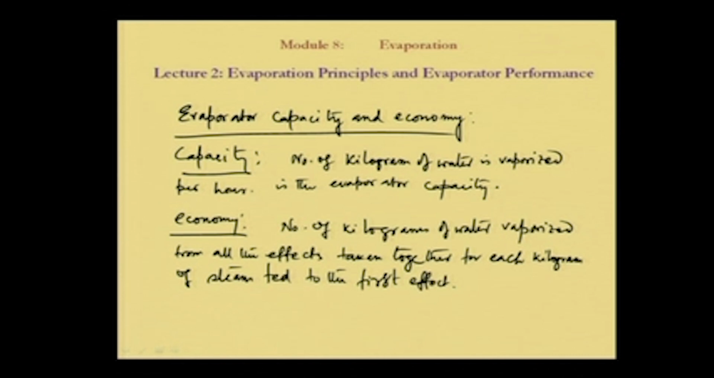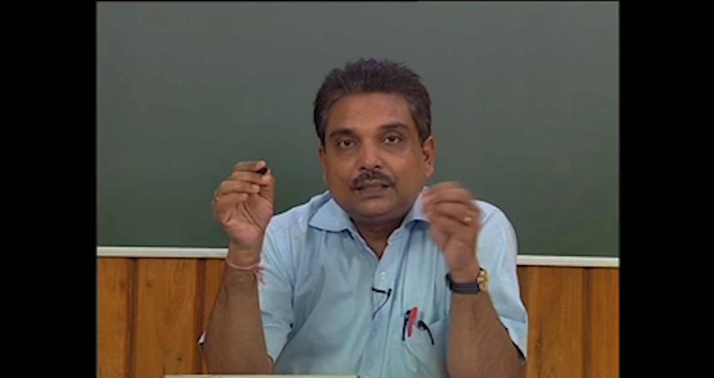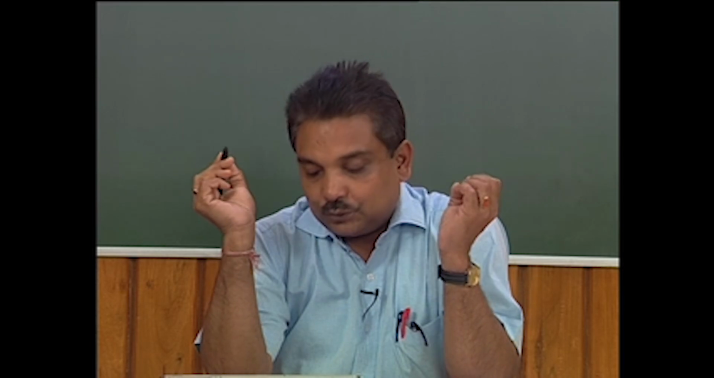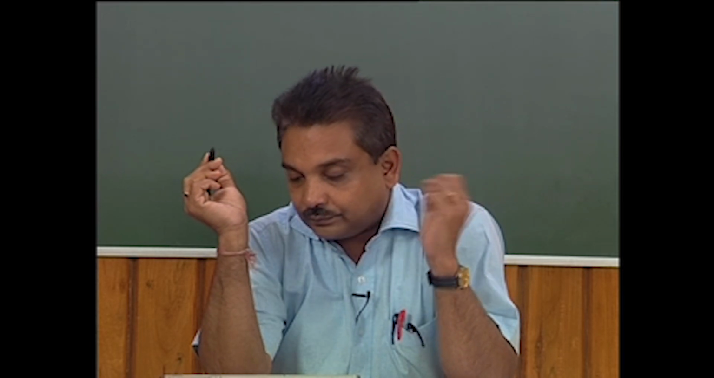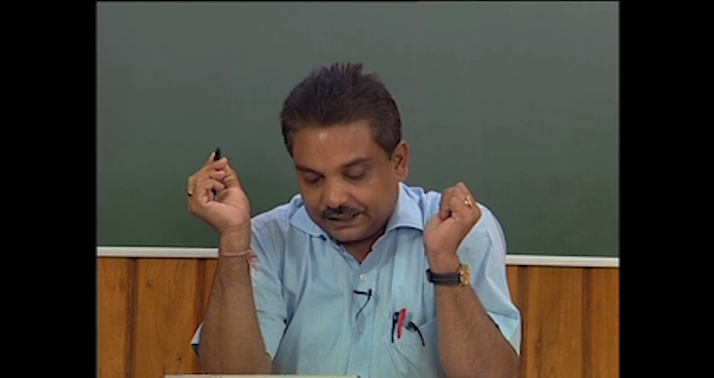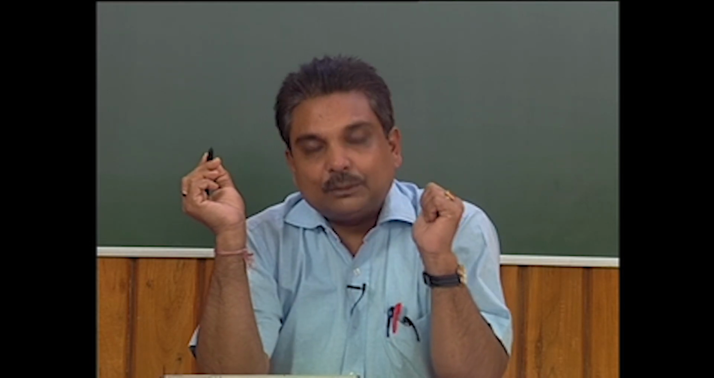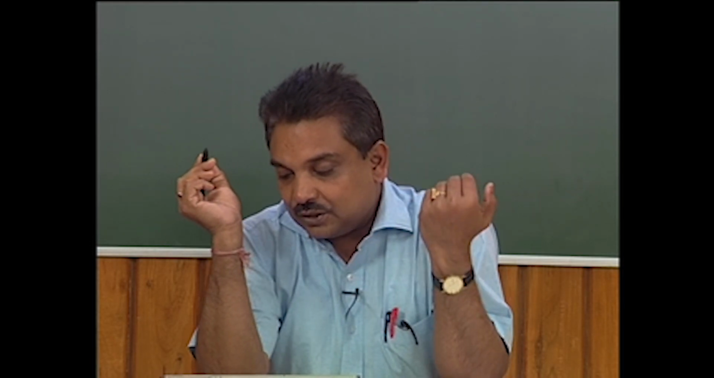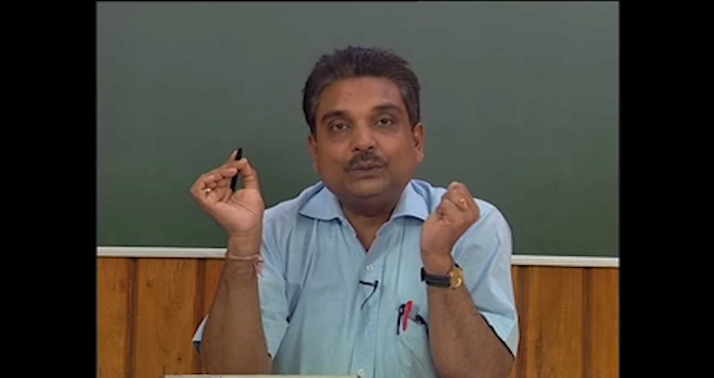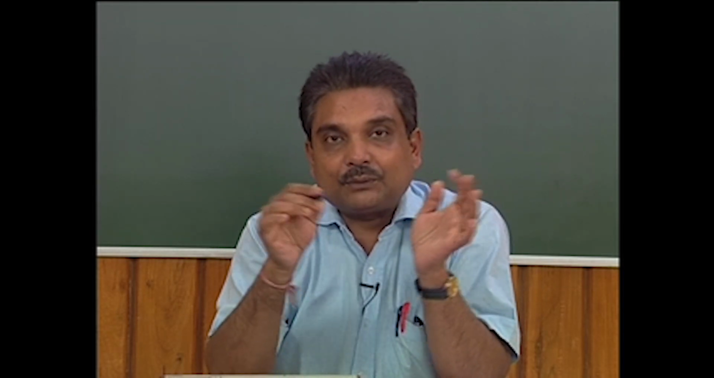So, let us try to understand. In the very first case, it is considered the number of kilograms of water evaporated per hour. So, from one particular evaporator we are getting this much amount of water vapor evaporated per hour. But what about the economy? Economy says the number of kilograms of water vaporized from all the effects. So, we can have not only a single effect, we can have several effects.